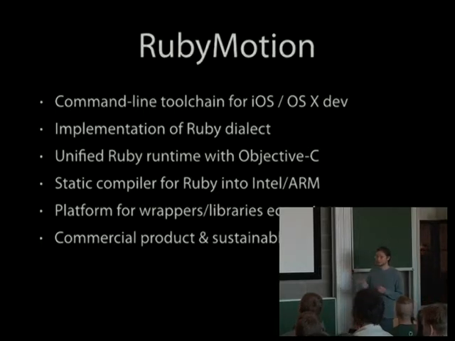Such as, for example, code evaluation. We don't support the eval method in Ruby. We cannot interpret code at runtime. And RubyMotion is the same thing as MacRuby. We unify the runtime. It's also a static compiler, which is what I'm going to talk about today.